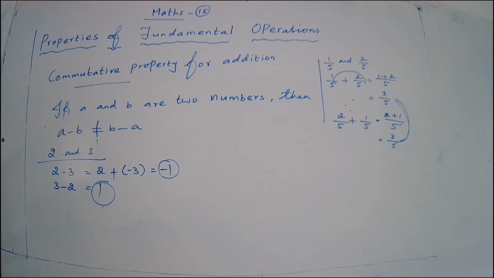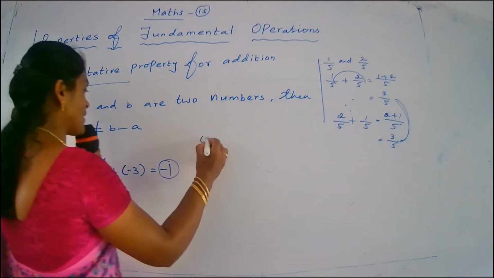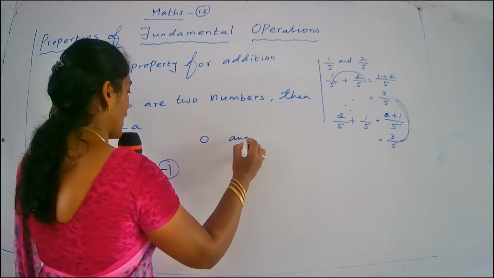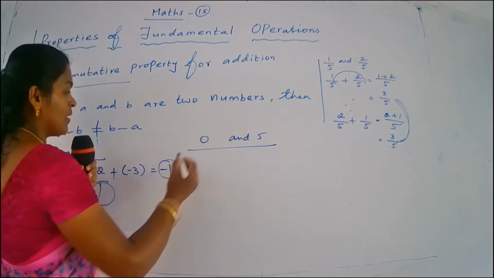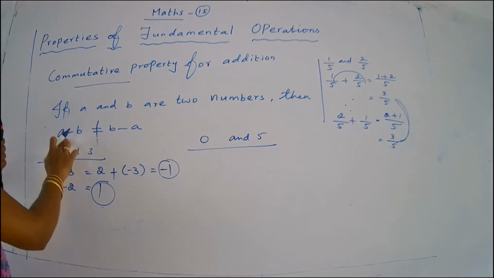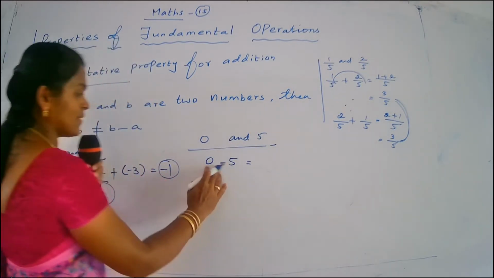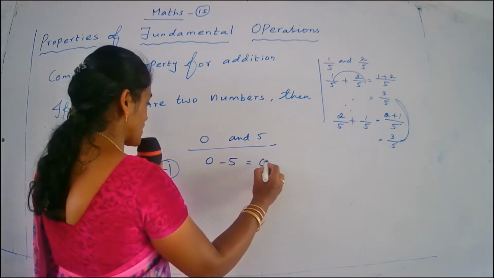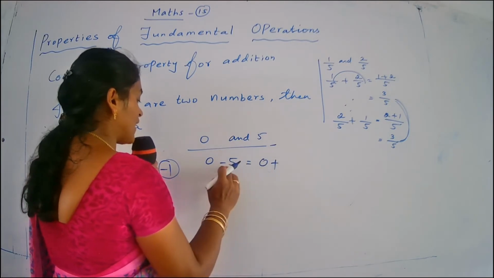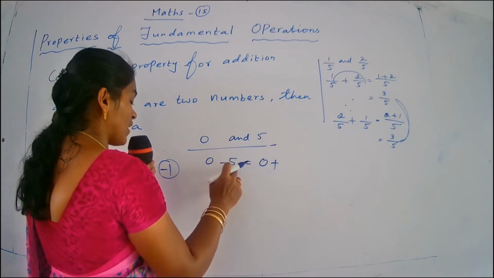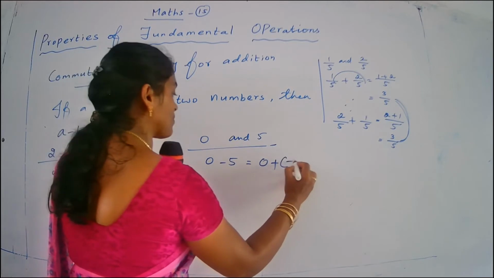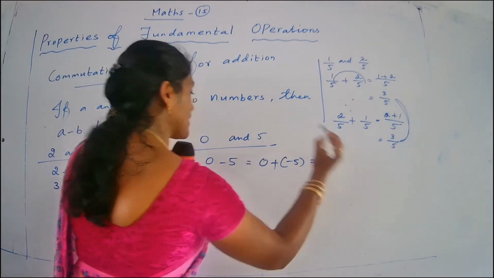Now let us take two whole numbers. One number is 0 and another number is 5. Now check your rule A minus B. So 0 minus 5. What is the answer? Here it is subtraction, so we add the additive inverse. The additive inverse of 5 is minus 5. So your answer is minus 5.